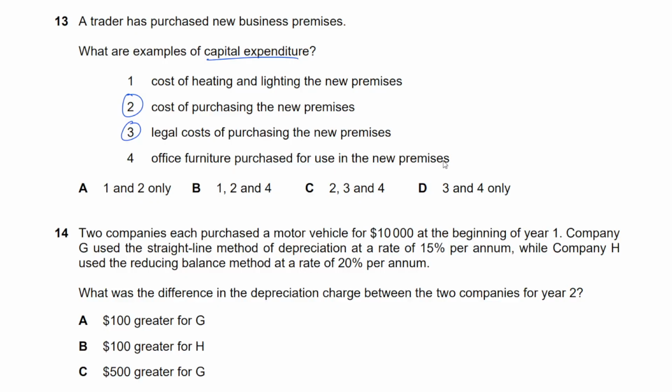Office furniture purchase for use in the new premises. And that is also true. That's the purchase of a non-current asset. So 2, 3, and 4. Easy option.